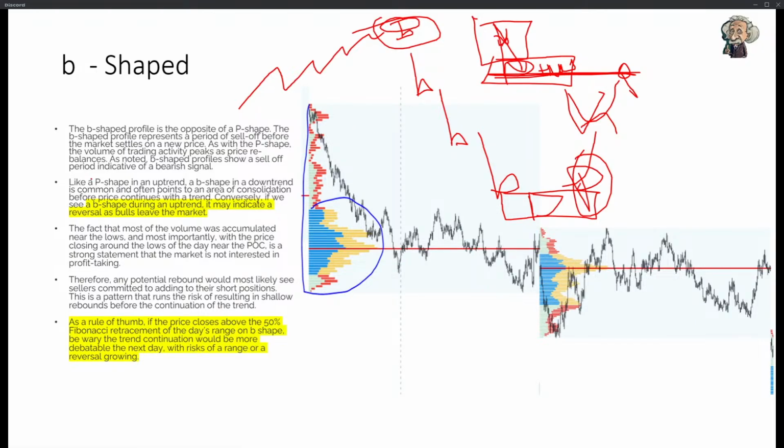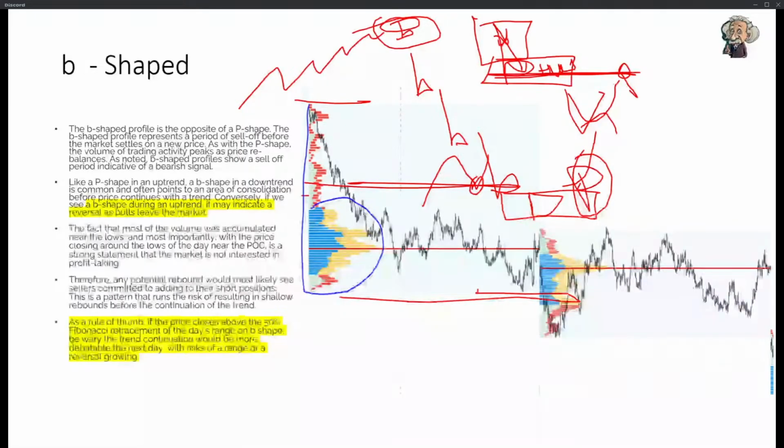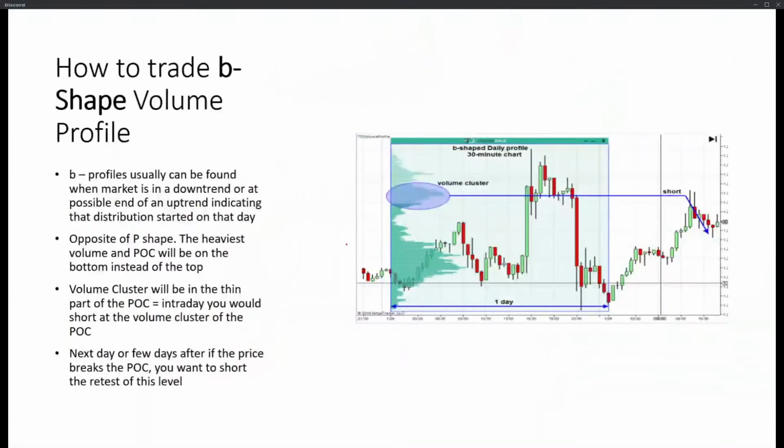Okay. Pay attention to this as a rule of thumb. If the price closes above the 50% on fibs on a B shape, be wary, the trend continuation would be more debatable the next day. So if you have a B shape and you take your fib here, let's say to here, and it's somewhere here, and we close above this for the day, there's a high chance that this trend down, or up, whatever the case is, might not continue. So the over 50% rule for fibs, right? Yeah. Mm-hmm. Gotcha.